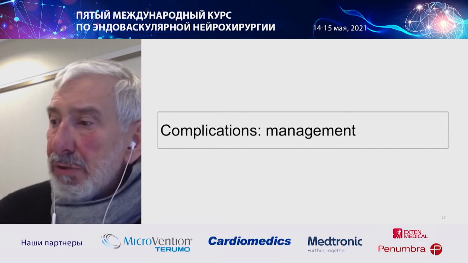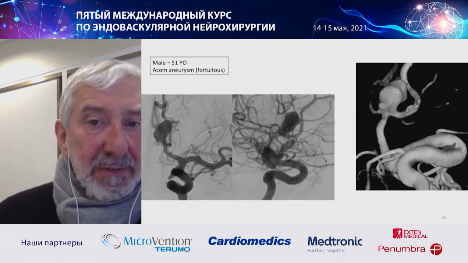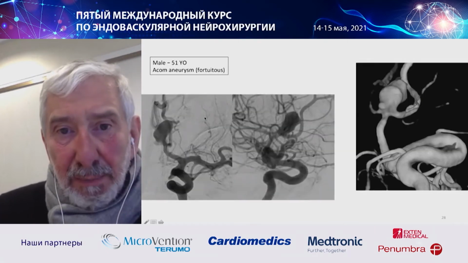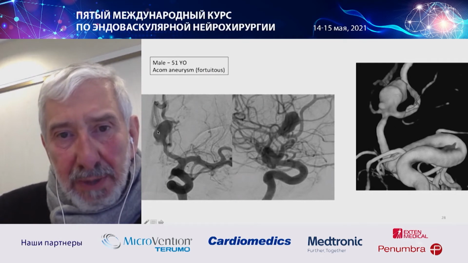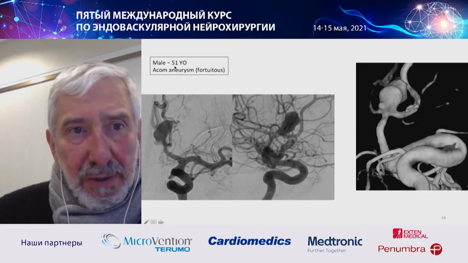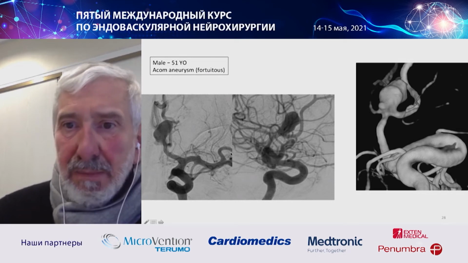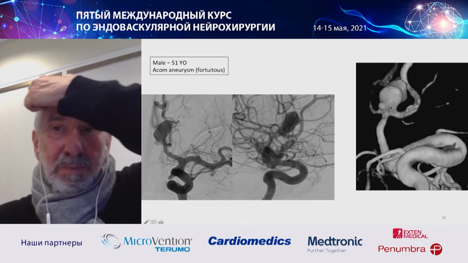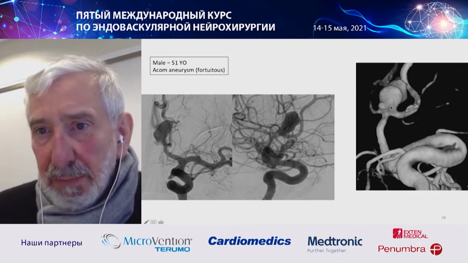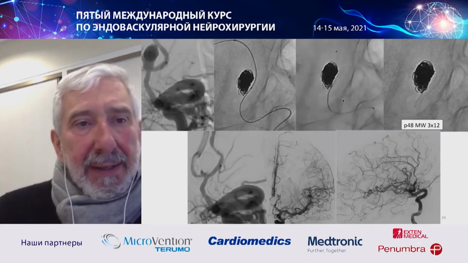Now, just to say a few words regarding the management of complication with flow diversion. Here, an example, it's again an ACOM aneurysm, quite irregular, relatively large in a male, 51-year-old. It's a fortuitous aneurysm. So you see how irregular it is. So what we decided to do is to place some coils in the aneurysm and to add a flow diverter in the A1, A2 junction at the left side.